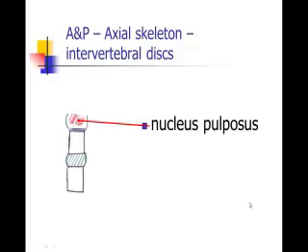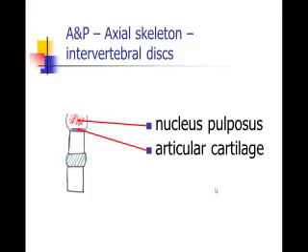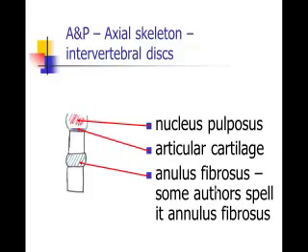So the discs. Discs are made up of 3 parts. There's a nucleus pulposus, which is kind of gloppy stuff in the middle. There is articular cartilage covering the body of the vertebrae. And there's annulus fibrosus. The annulus fibrosus, sometimes spelled with 2 N's. Honestly, I don't mind. You can go either way with that. And we see this as kind of a fibrous, impermeable layer. So it contains the nucleus pulposus and prevents it from leaking out.